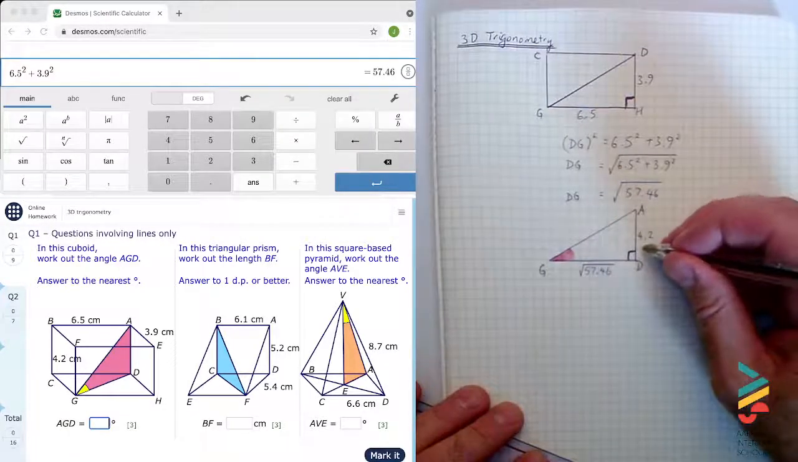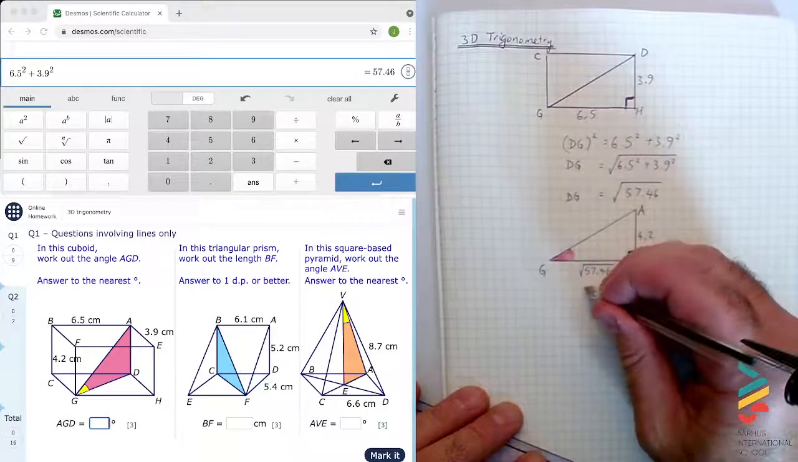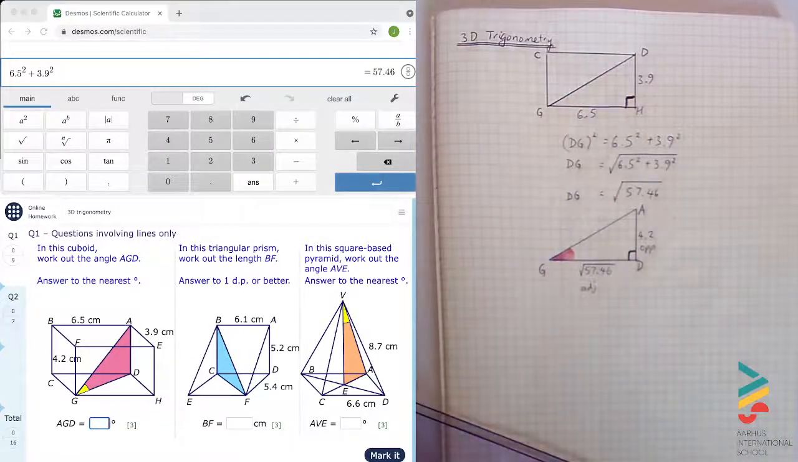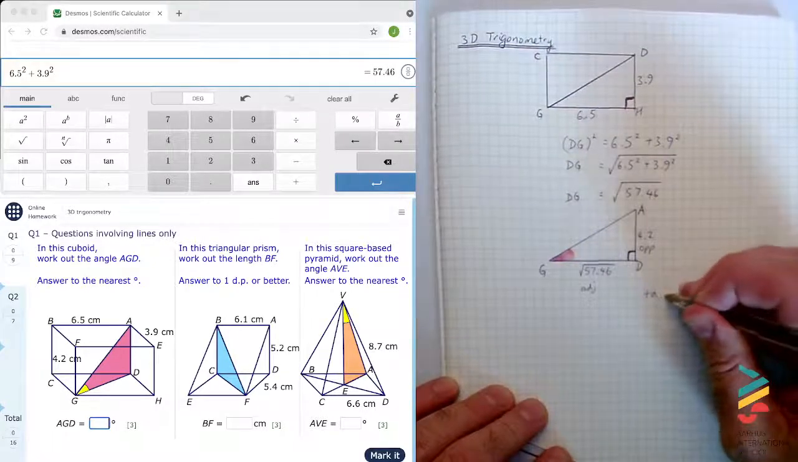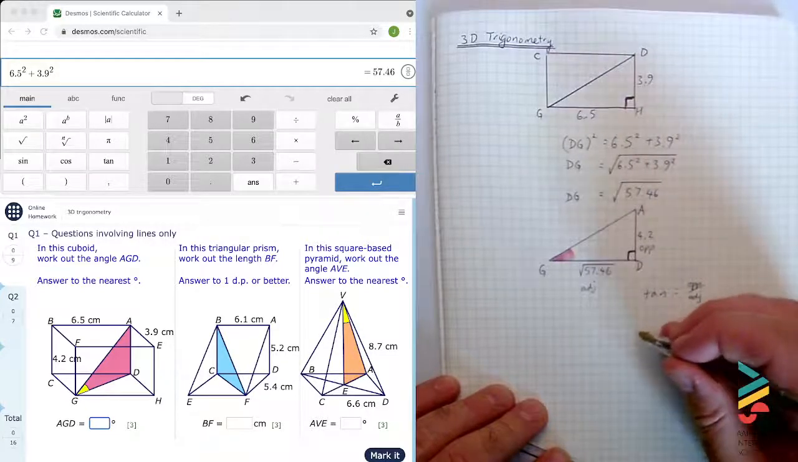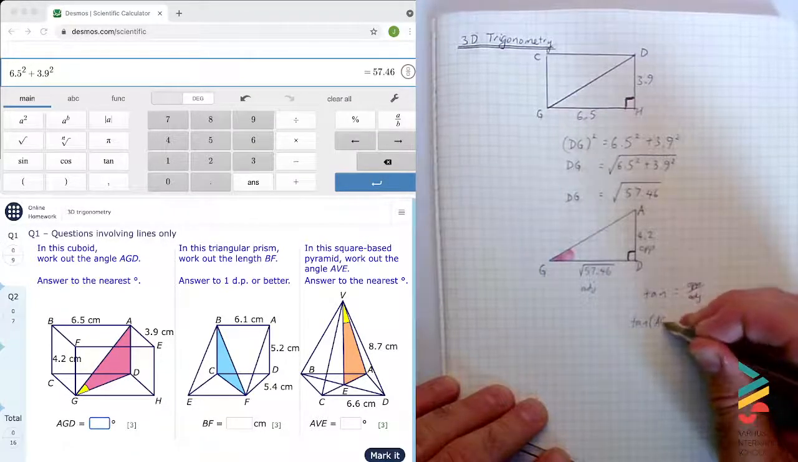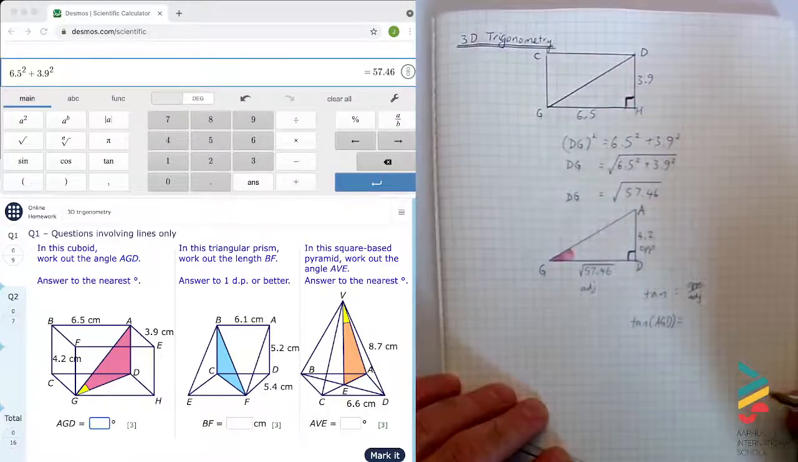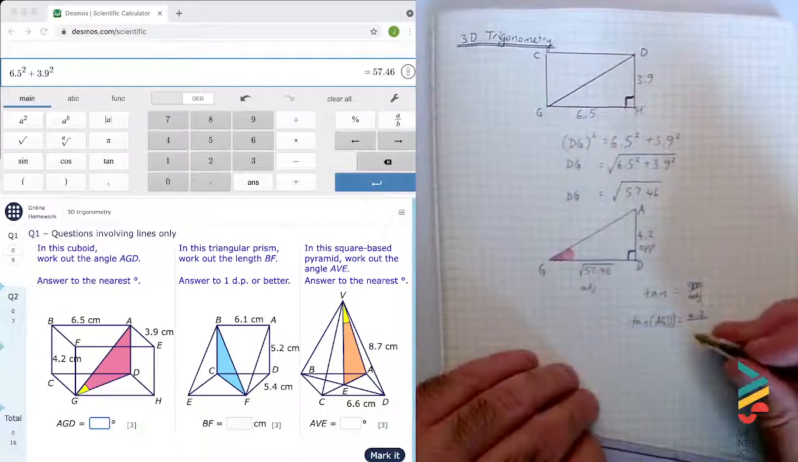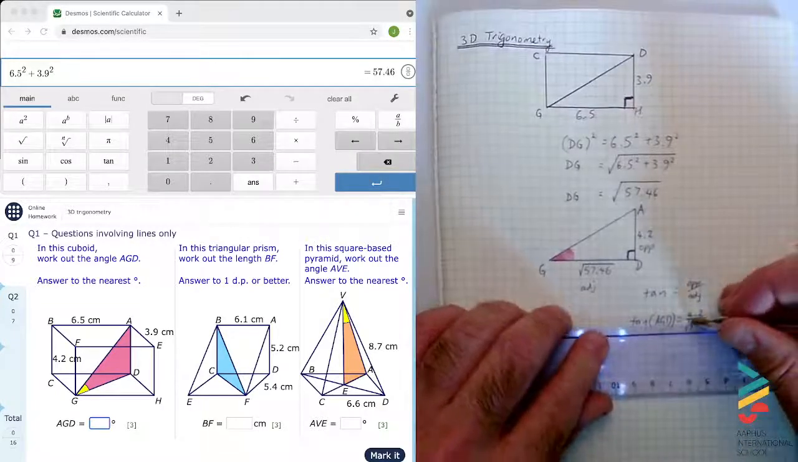Well, in relation to that angle, the 4.2 is the opposite, and the square root of 57.46 is the adjacent. When we've got opposite and adjacent, we use tan. So generally speaking, tan equals opposite over adjacent. And in this particular case, the tan of the angle AGD that we're trying to figure out equals the 4.2 divided by the square root of 57.46.